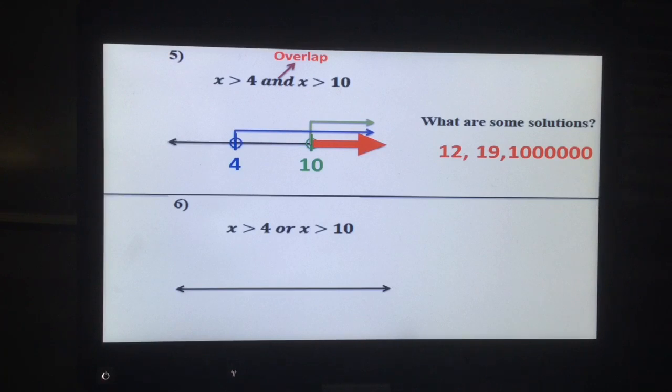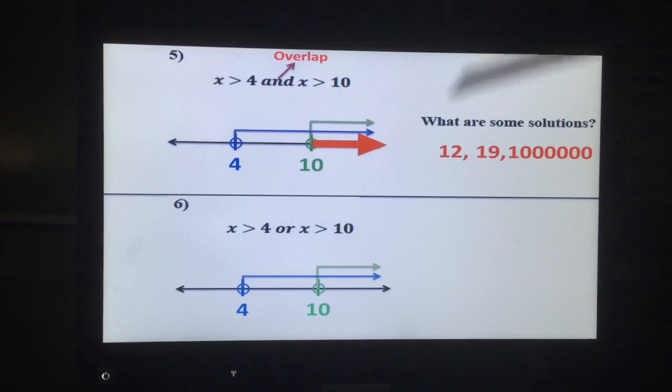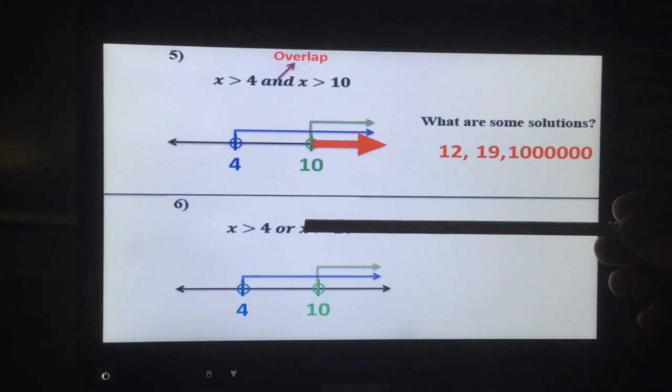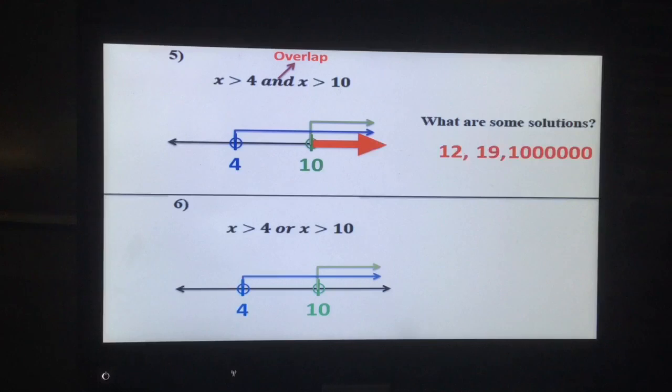Now number 6, we're gonna graph it again. So we got the 4, we got the 10, 2 closed circles, so 2 open circles, and the arrows are still going the same way because we didn't change the inequalities. Now the fact that we have an or says something different. Go ahead and try to figure out what it is and give me some solutions.